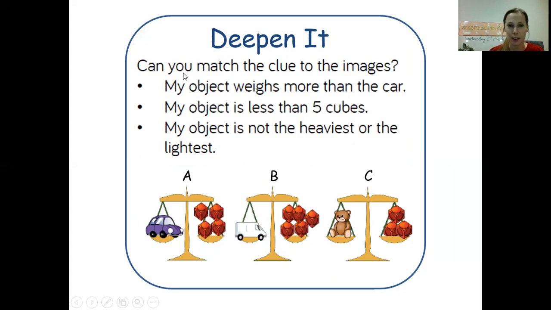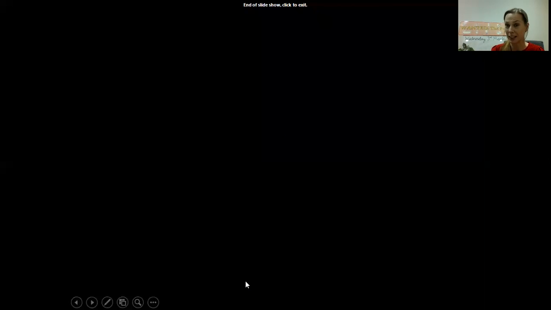So the first one says, my object weighs more than the car. So you need to write one of the letters next to that statement. My object is less than 5 cubes. So which letter is that statement? My object is not the heaviest or the lightest. So which letter goes next to that statement? Okay, I think you'll be fine with that. And that's the end of the lesson.